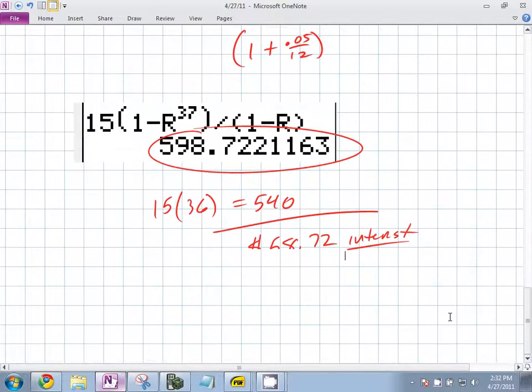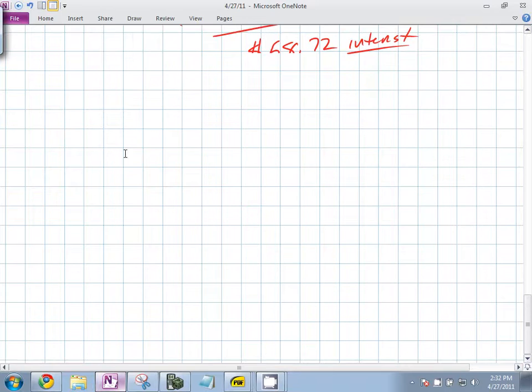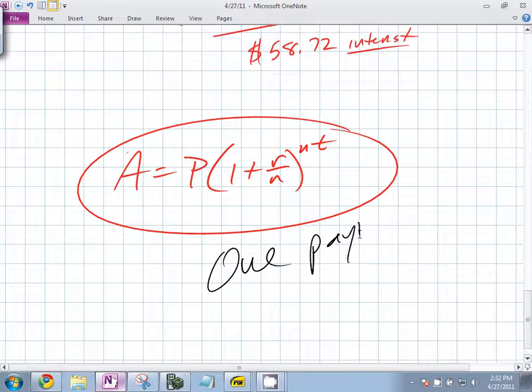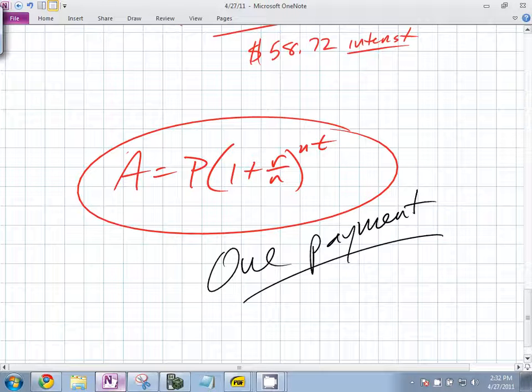right here. This is just, remember we had this. What do we have? A equals P times 1 plus R over N to the NT. That's the first one we learned, right? What's that one? How many payments are you putting in? 1 payment. And what does it do? It just sits there. It's 1 payment and it just sits there. That's it.